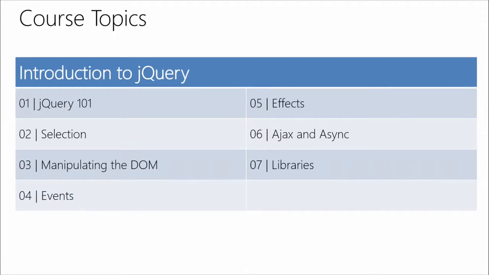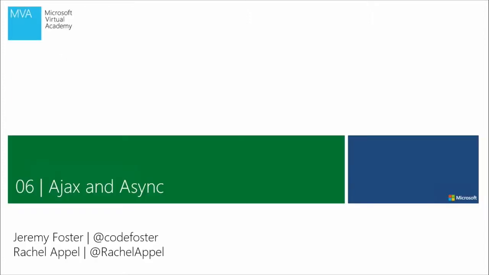Okay, let's look at where we're at in the agenda. Once again, we have 7 modules. We are going into module 6, Ajax and Async, so we're nearing the end. Not necessarily related concepts. They do work with each other quite a lot, but we went ahead and packed them into one module here.